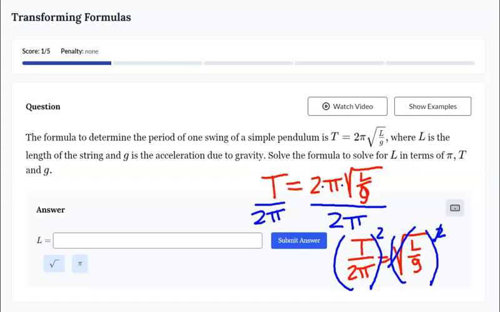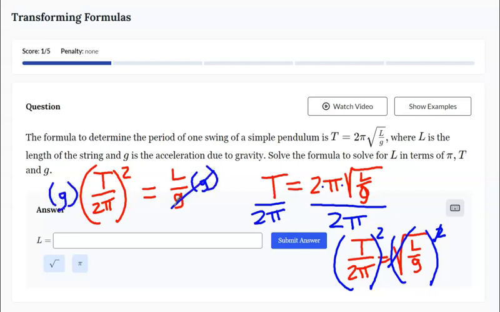So I'm going to write it up over here. This is what I have now. This entire side is being squared, so I'm not going to square it. I'm just going to say that it would be squared. And now I can isolate my letter L. If I want to solve for L, I need to get rid of dividing by G. In order to do that, I multiply both sides by G. So this is my answer over here.